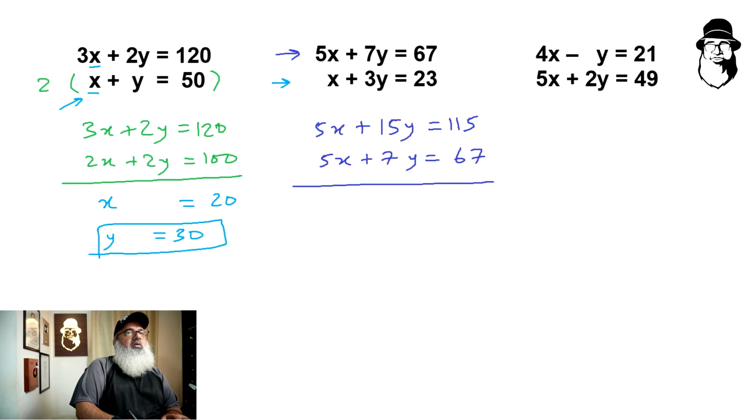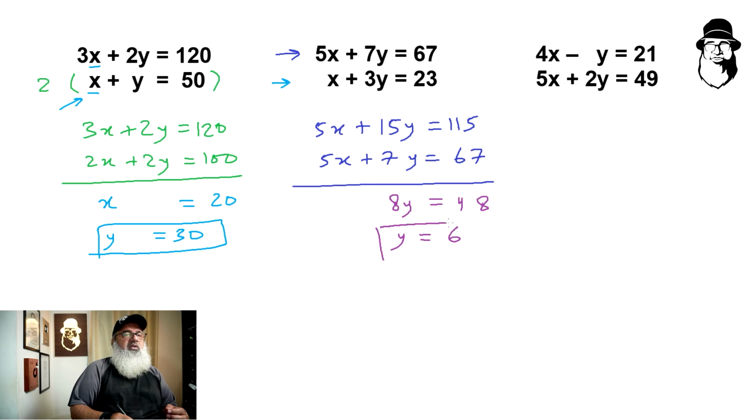So subtracting this, 5x will cancel with 5x, 15y minus 7y will be 8y, right? And 115 minus 67 is 48, right? So we divide both sides by 8 to get y is equal to 6.